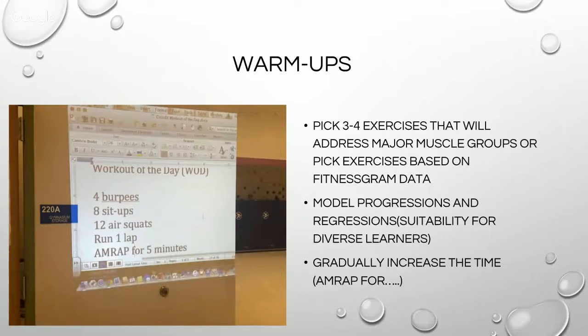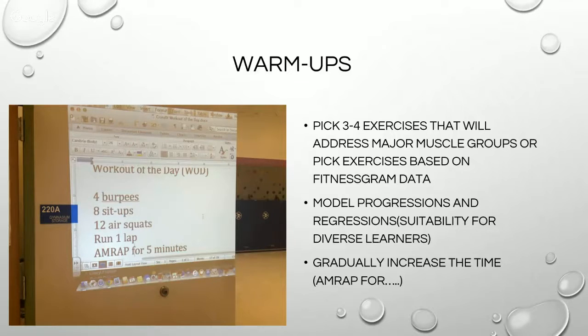So here's what I do. I have a workout of the day. I pick 3 to 4 exercises that will cover major muscle groups. So as you see here on the screen, students will do 4 burpees, 8 sit-ups, 12 air squats, then run 1 lap, and they'll repeat this sequence for 5 minutes. So in the beginning, when you first introduce this to your students, of course, you have to introduce the exercises, model the exercises. You want to show your students the progressions and also the regressions for the exercises. And then at the bottom, as you see, I have the AMRAP for 5 minutes.